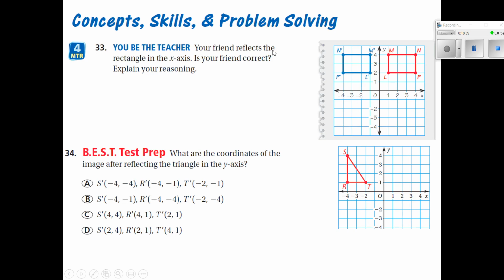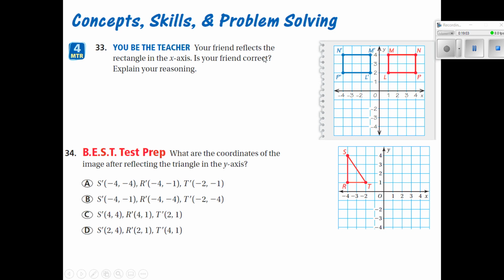33, your friend reflects a rectangle in the x-axis. Okay, so this is the original. Remember, these all have primes on them. Is your friend correct? Well, 1 away from L is L prime. 1 away from M is M prime. 4 away from N, and then -4 over here.